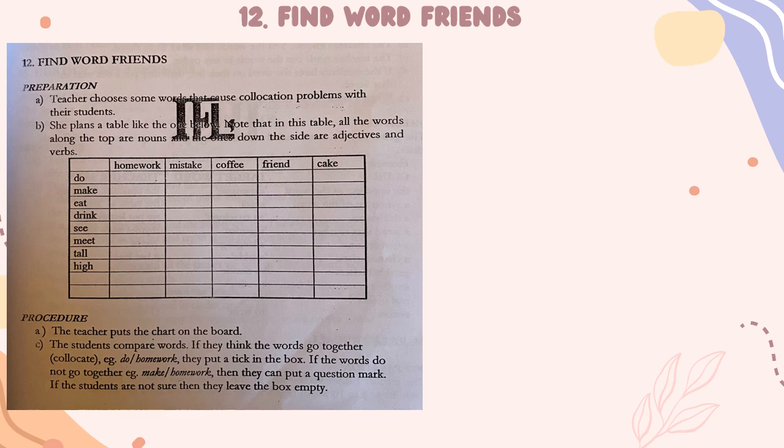Here, students have to check the words that go together with the verbs and adjectives on the side. For example, they may check the word homework because it goes together with the word do: do homework. But they put a cross or question mark under the word mistake because we can't say do mistake. Or they may leave the box empty if they do not know whether the two words go together naturally or not. You can also ask them to add their own verb or adjective to see if their own words can go together with the nouns.